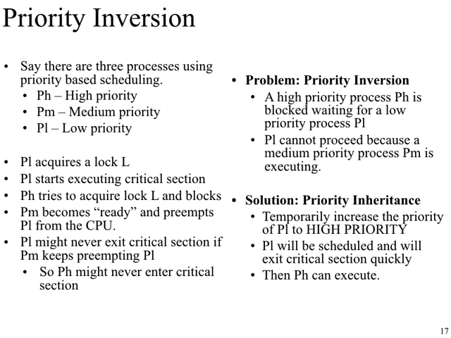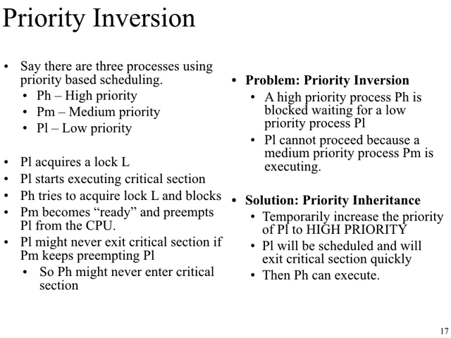Now, the solution to priority inversion is also pretty simple. Whenever we notice that PL has acquired a lock that's needed by a high priority process, then the moment the high priority process attempts to acquire the lock, we can bump up the priority of PL to high priority, the same priority as PH. What that means is that temporarily, while PL is in the critical section, it would execute at the same priority as the highest priority process which is trying to acquire the lock.